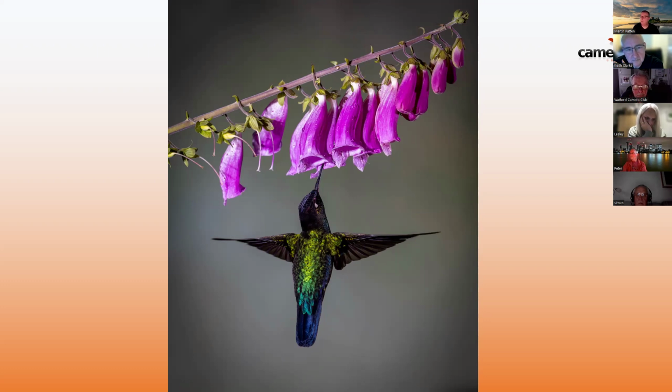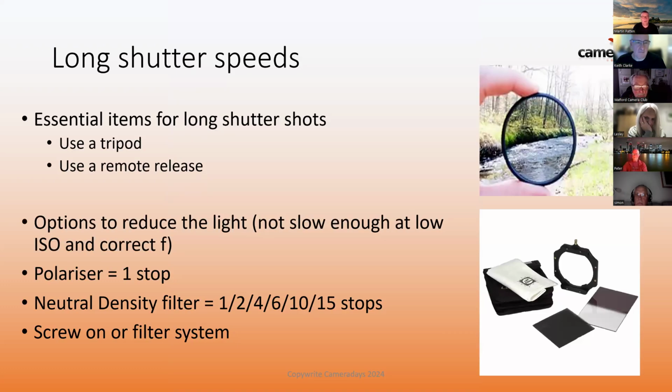And sometimes we want to go the other way. We don't want super fast. Sometimes we want to do a long shutter speed. We're going to be on a tripod. We're probably going to have a remote release of some kind, whether it's a cable or an electronic kind of thing. And you want to be able to reduce the light dramatically. And that's where things like polarizers and ND filters, as they often get called, neutral density filters, come in.